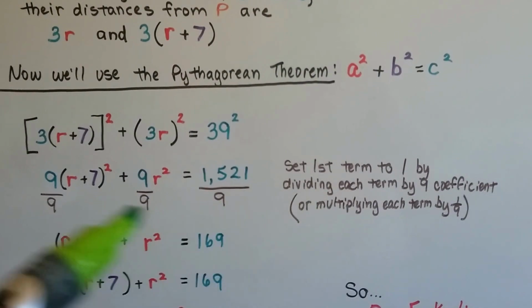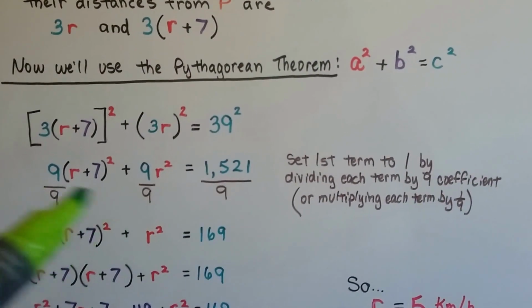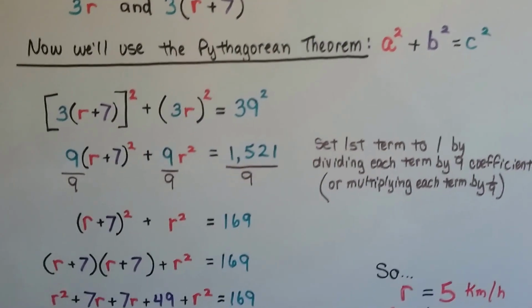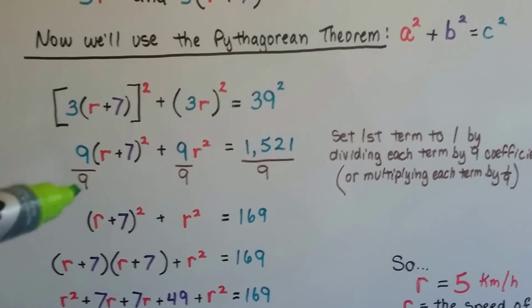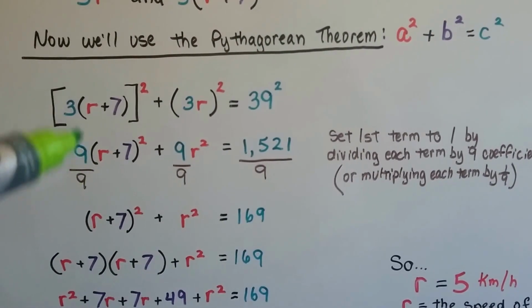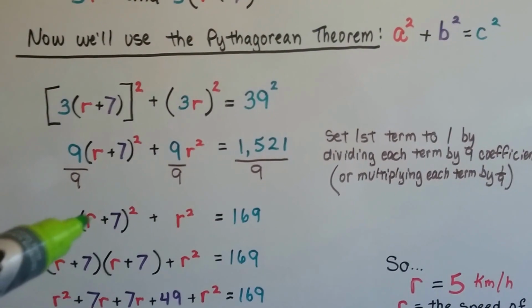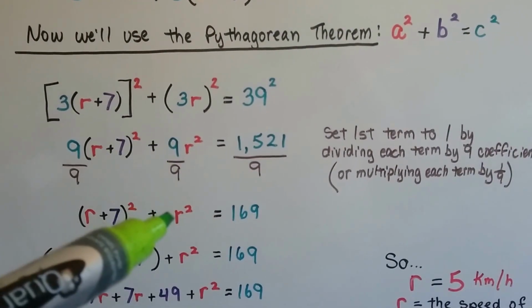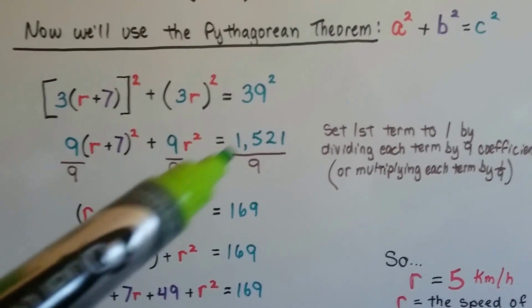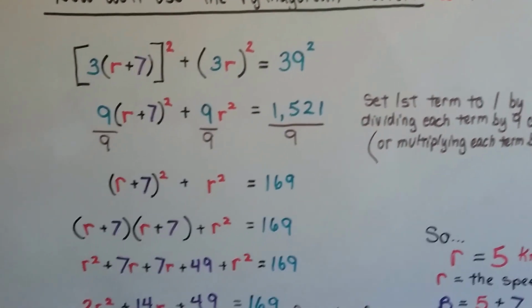We could also multiply each term by 1/9. I like to divide when there's no fractions. This is going to make a 1, isn't it? Because the same numerator and denominator. So instead of 9(R plus 7) squared, we just have (R plus 7) squared. And here we just have R squared, and 1,521 divided by 9 is 169.